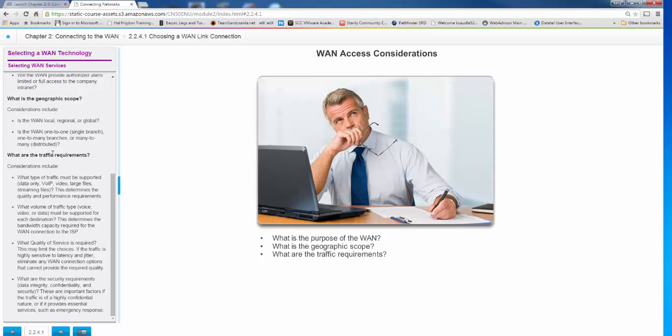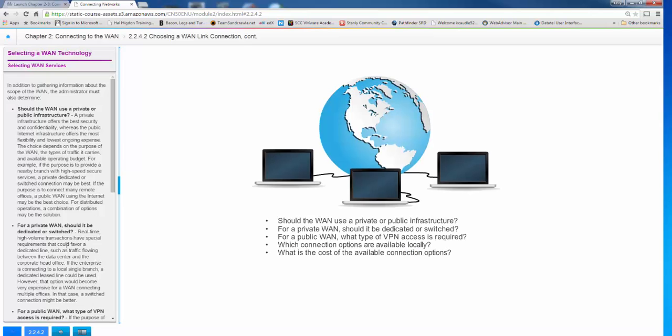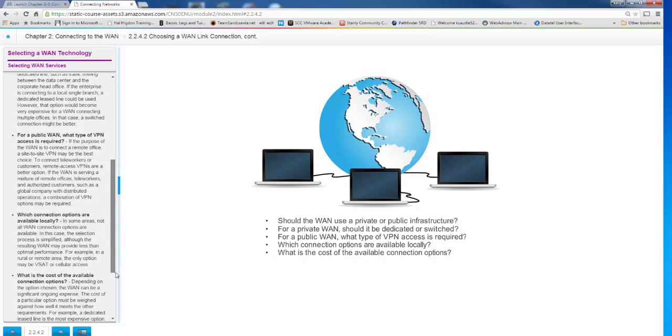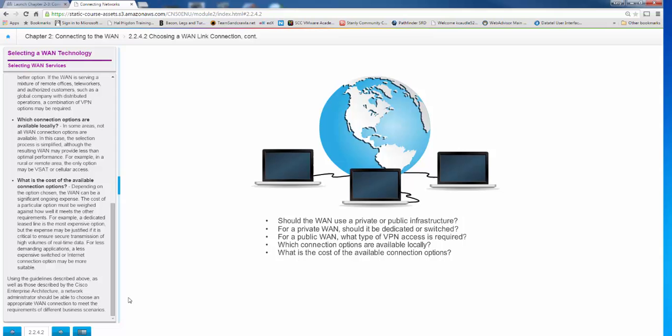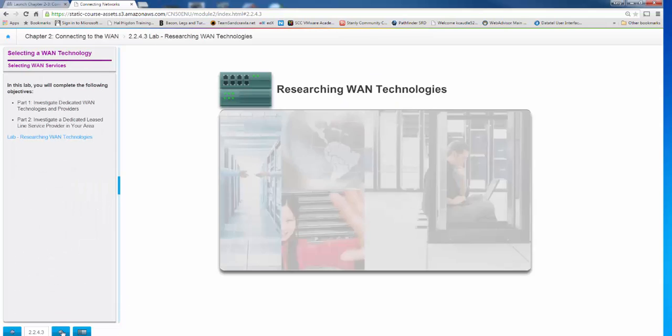Do you need to support voice over IP? Do you need to support quality of service tags remaining on your data all the way through the network? All those are important items to consider. Then, always consider price. Price is always a huge thing no matter what. So, again, should it be a private or public infrastructure? Should it be dedicated or switched? For a public WAN, should we use a site-to-site VPN or a remote access VPN? What options do I have locally? Who are my ISPs locally that I can use? And what's it going to cost me? Big items there.